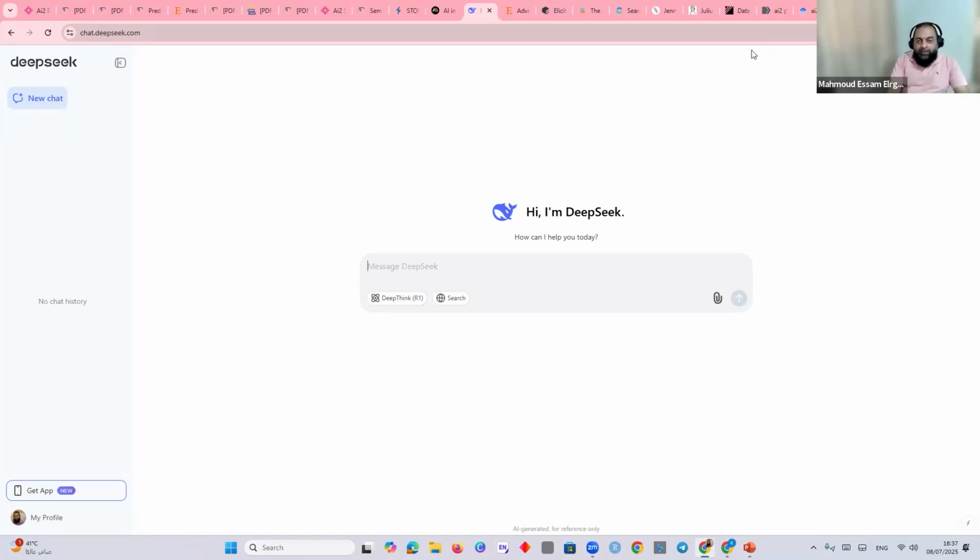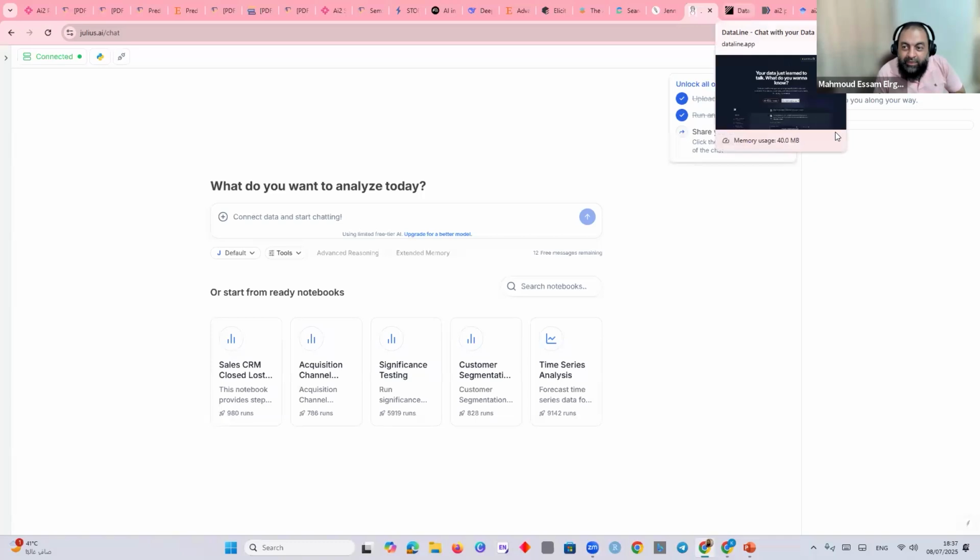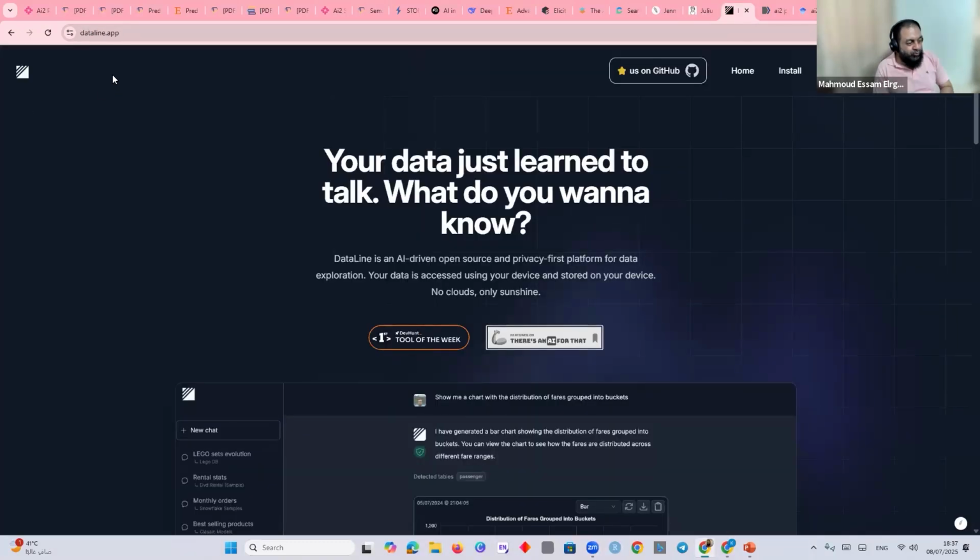Okay, we don't have time for many tools now. I think we are running out of time, but let me quickly go to one tool, Julius. Julius is a tool for data analysis. We have two tools for data analysis: the Julius notebook and the DataLine notebook. The difference between them is that DataLine is actually on your machine, so you will download it and work on your machine.